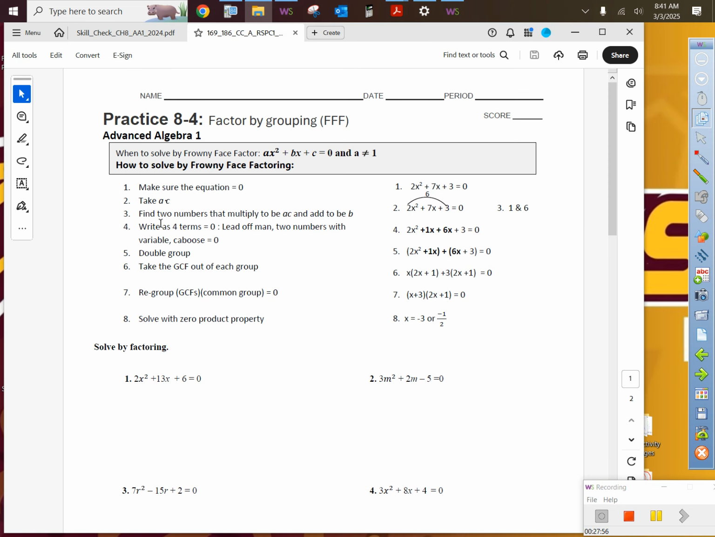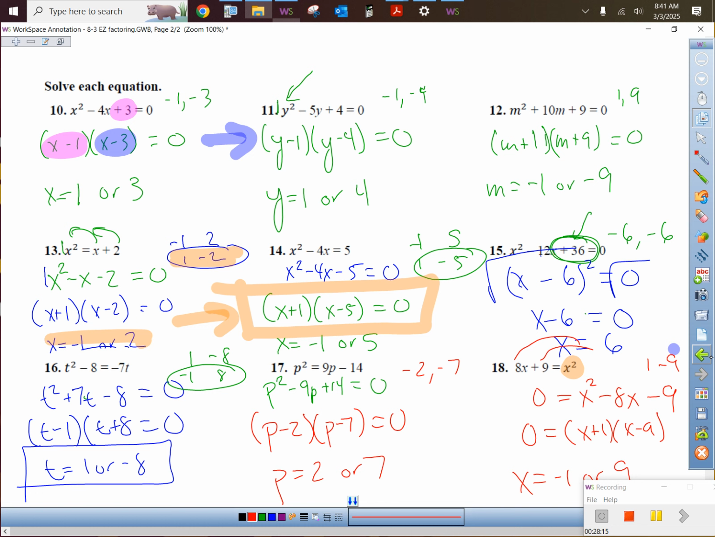8-step process to factor these guys, right? 8-step process. Frowny face factoring, made up by me for a reason. It is frowny face. Do not feel overwhelmed because it's an easier process than you think. It's easier than perfect square trinomials. But if you think that every single one of these guys is easy factorable, you're going to be crazy.